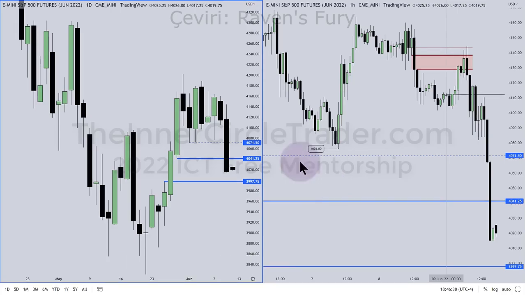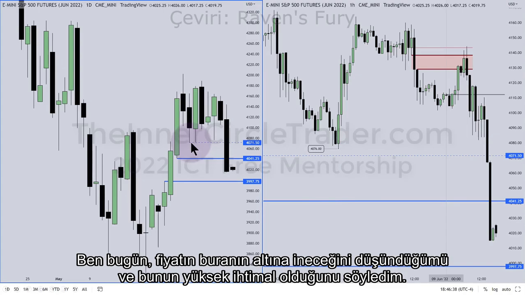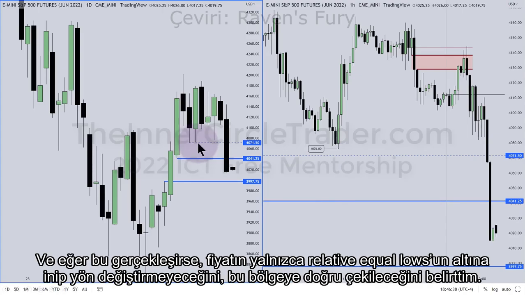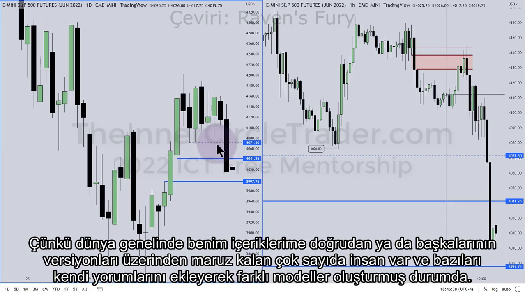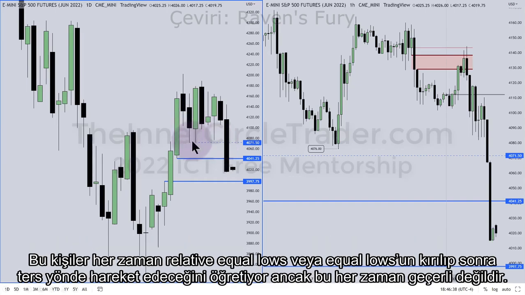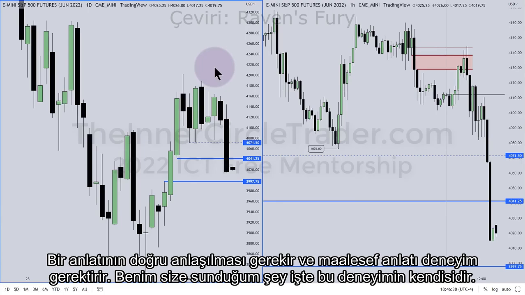As I did this morning, I said, I believe we're going to go down below here. I think that's likely to occur. And if that does happen, we're drawing into this area here, not just going below relative equal lows to go higher. Because there's a lot of people all around the world that are being exposed to my content, whether it be directly from me or someone that's gleaned my concepts and has tried to create something new with a twist of their own. They're teaching that it's always a relative equal low or equal lows to hit those and then go the other way. That's not the case. Narrative must be understood. And narrative, unfortunately, requires experience. And experience is what I'm lending you.